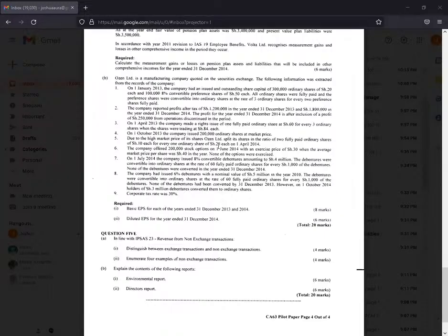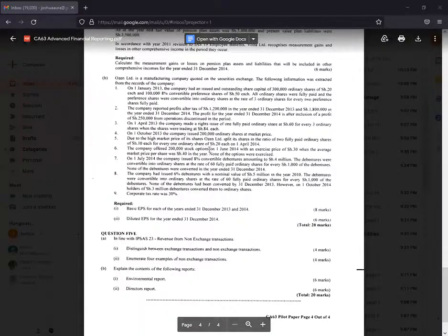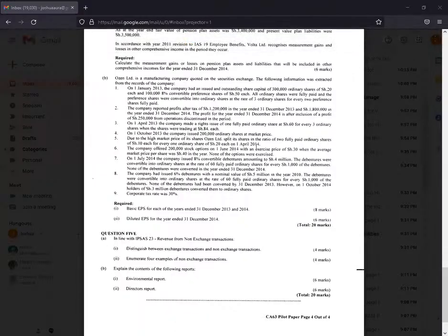So due to the high market price of its shares, Ozen Limited split its shares in the ratio of 2 fully paid ordinary shares of shillings 10 each for every one ordinary share of shillings 20 each on 1st April 2014.